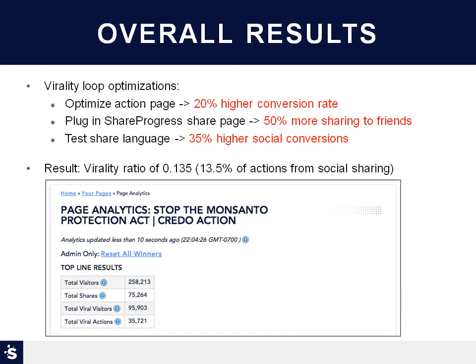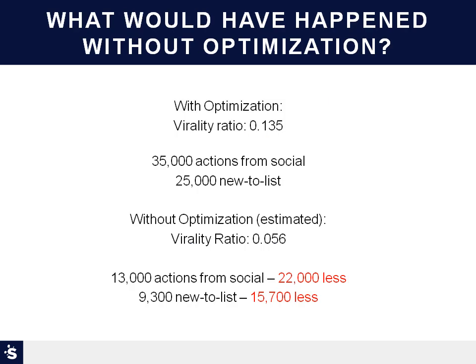So what does this mean in total? Again, we can look at these optimizations and improvements on each step of the viral process and then see what impact that had. So as I mentioned, overall, Credo had just over 250,000 people sign this petition, and they ended up with a little over 35,000 people who came in and signed because of this sharing, of people recruiting their friends. And that accounted for just over 13% of the total signatures on that petition. So 13.5% is what they ended up with here.